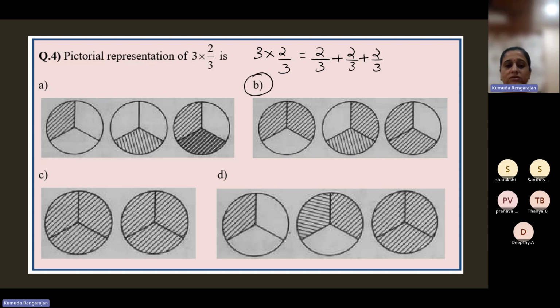So this is the correct option. 2 by 3, you can see here: 1, 2, 3. Two parts shaded out of 3 parts. Two parts shaded out of 3 parts. Two parts shaded out of 3 parts. So the correct option is B. 3 into 2 by 3, 3 times 2 by 3, is nothing but 2 by 3 plus 2 by 3 plus 2 by 3, which is represented by the circles in the second option, option B.